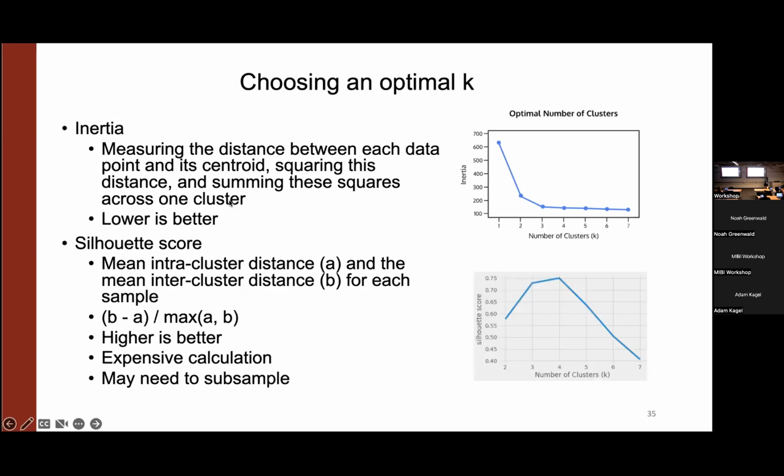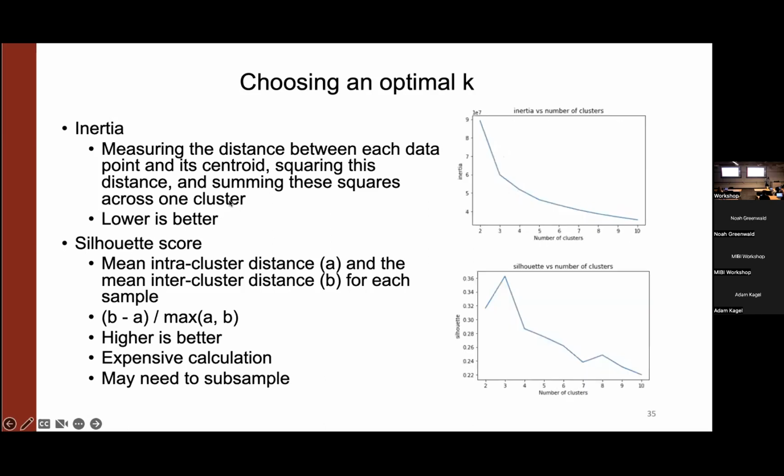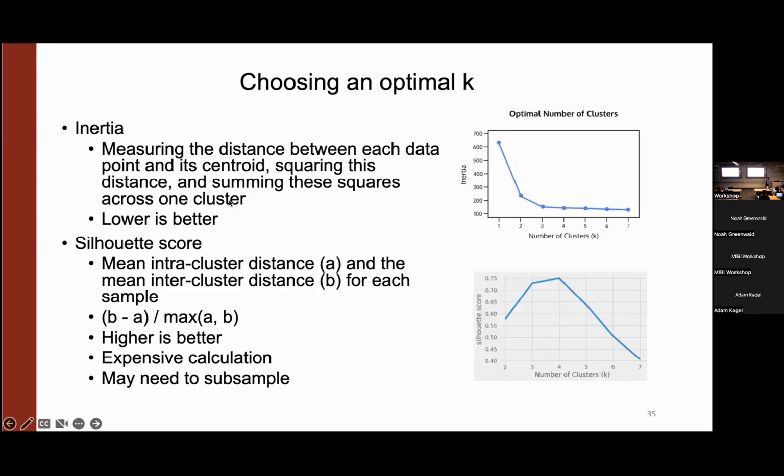The second metric that we use is the silhouette score. Silhouette score is calculated by using the intra-cluster distance and comparing it to the inter-cluster distance. So the distance between the points within a cluster and then the distance between different clusters. Then you can use this equation here to find the silhouette score. A higher silhouette score is better. And in this case, maybe the best silhouette score would be 4.